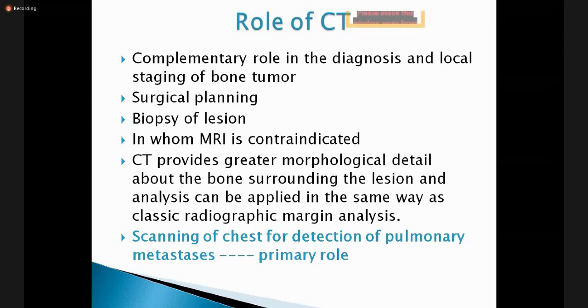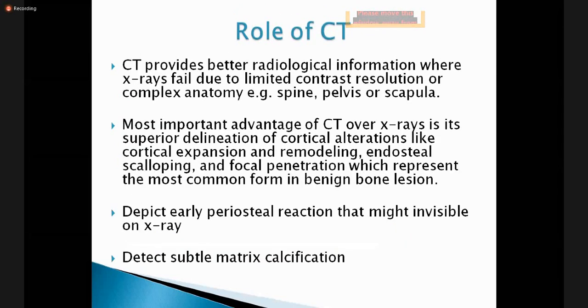Just like X-ray, we have to report the CT, and the same pattern is applied. The main purpose of CT is scanning of the chest for the detection of pulmonary mets in case of malignant cancer, especially osteosarcoma in a young patient, and chondrosarcoma in an adult. These are the most common malignant tumors.